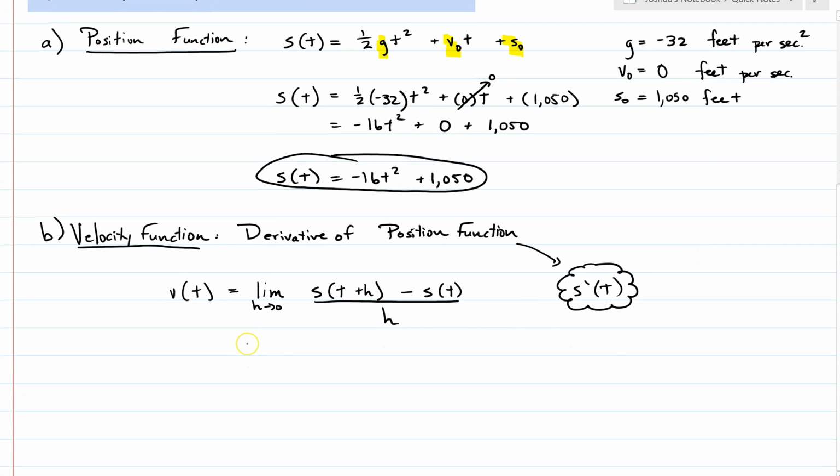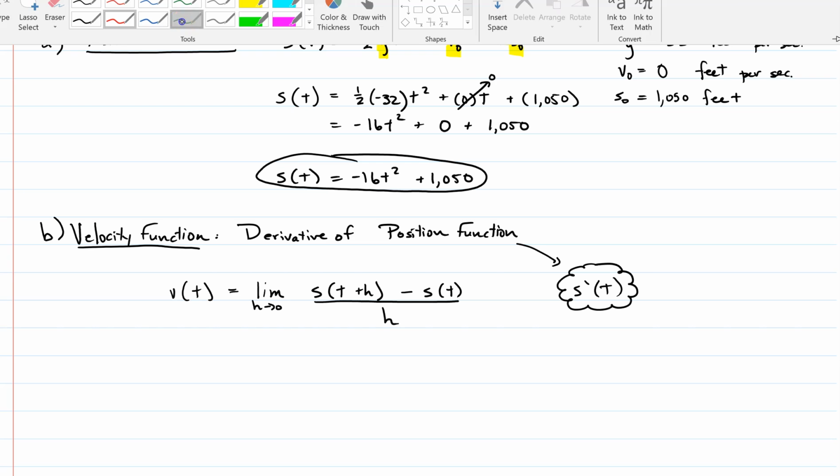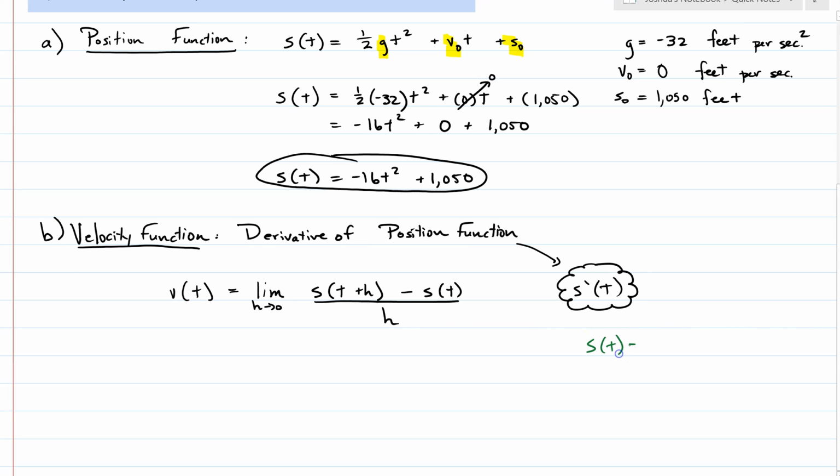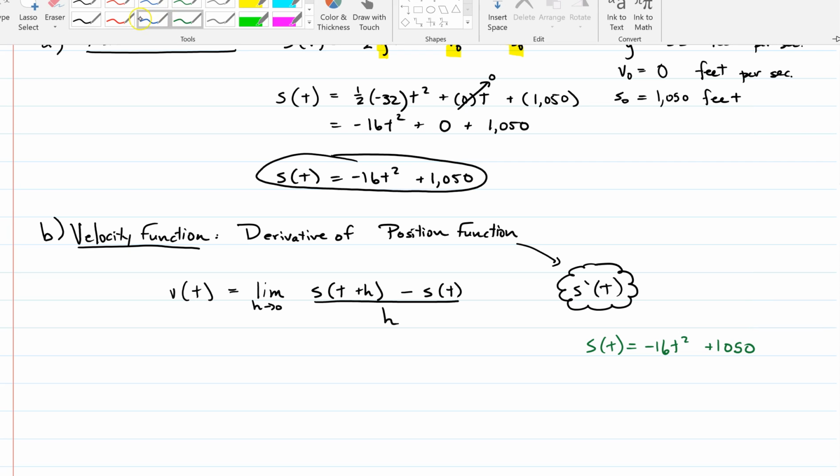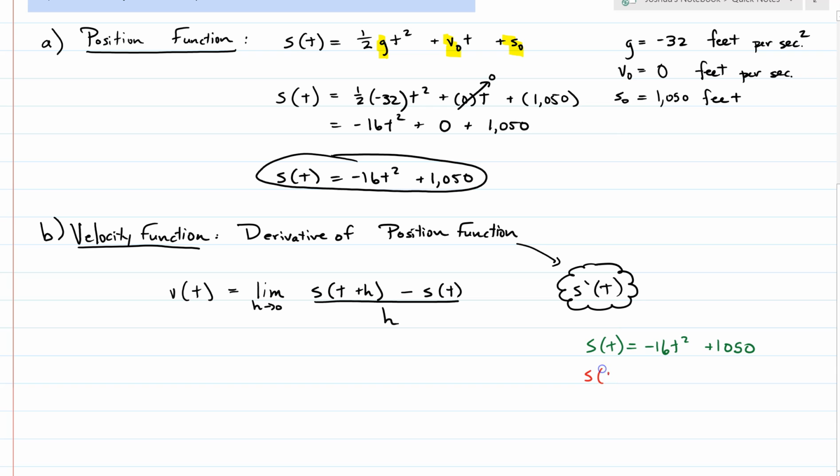Okay, so what we need to do is, first of all, let's figure out off to the side here what values we need. We know that s of t, which is given to us, we found it in part A, is -16 t squared plus 1,050. Next, we need to calculate s of t plus h. And we're going to plug in both of these values into the formula so that we can find the velocity function.